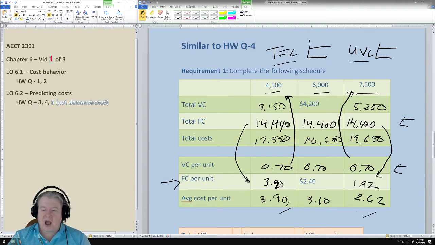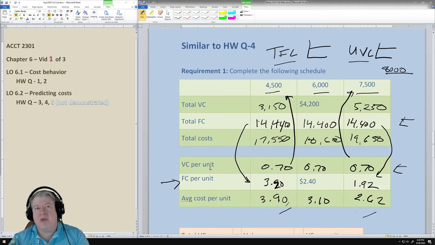Now, there is a concept called the relevant range. Meaning, what if this factory would only allow us to produce 8,000 max? If we tried to produce 9,000, well, then we'd have to either increase the space or we'd have to outsource some of it, and therefore our fixed costs would go up. So in other words, these fixed costs are only valid within the relevant range. That means how big is your factory or whatever the range is. Fixed costs are only fixed over a certain range. Outside that range, they change.